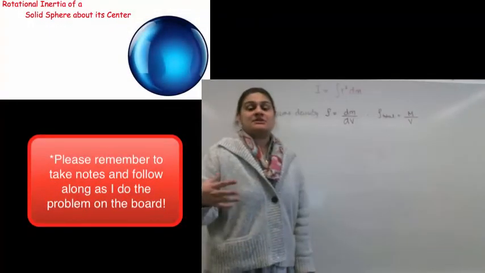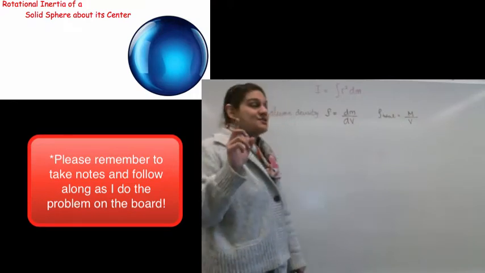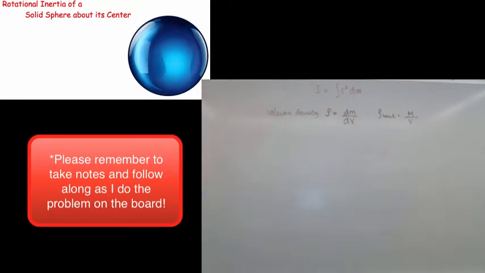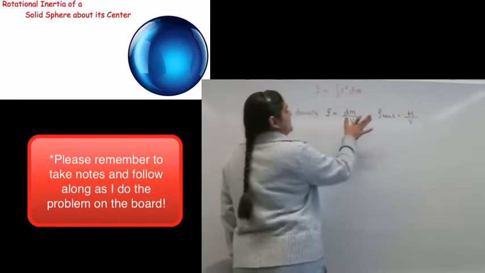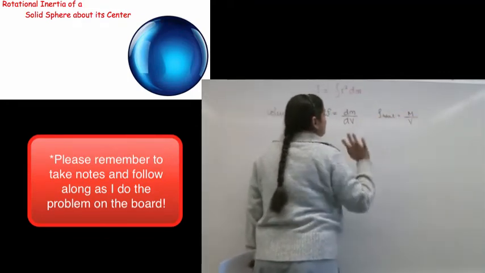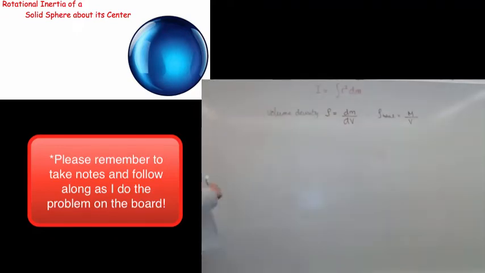Okay, now let's talk about rotational inertia of a solid sphere about its center. So this is complicated, so try to follow along. Note that I've left the volume density from the last expression into here, and then the total volume is going to be exactly the same. So it will make our life a little bit easier. So how do we do this?